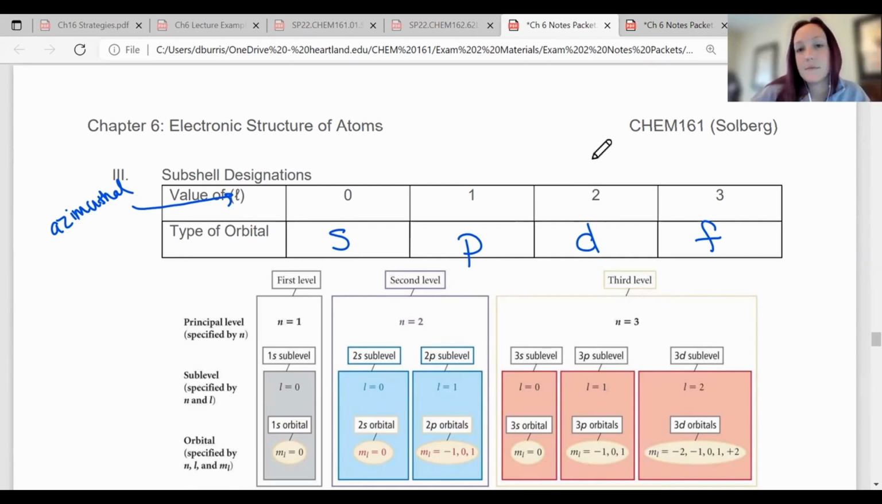They can jump from S to P to D? Yes, those are called excited electrons. If you put in energy, an electron can jump into a different orbital. That's what's happening with the neon gas, for example, when you're exciting it. Maybe I had one in an S orbital, and I added energy and it jumped into a D orbital or something like that.